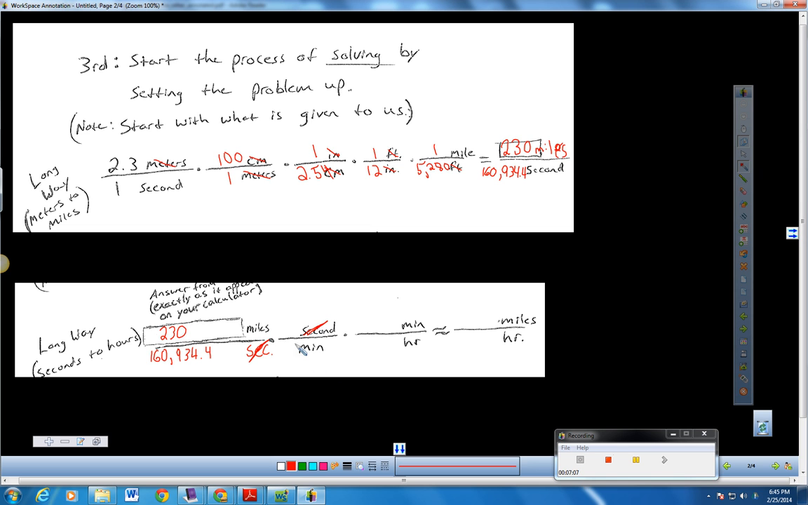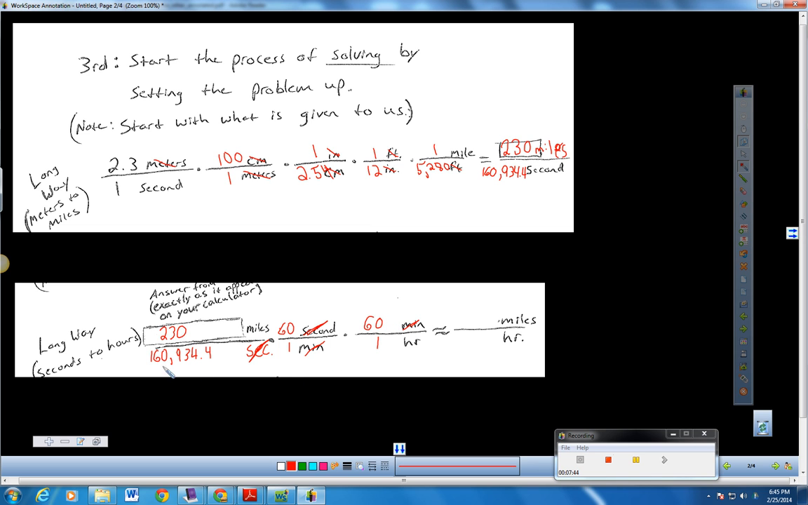Now, seconds in a minute, that should be common knowledge, that there are 60 seconds in 1 minute. And then I want to cancel those minutes out in order to make hours in the denominator. So that's where I want hours in the denominator. That's why I set it up this way. So we have 60 minutes in 1 hour. Now I'm going to multiply straight across again. 230 times 60 times 60.